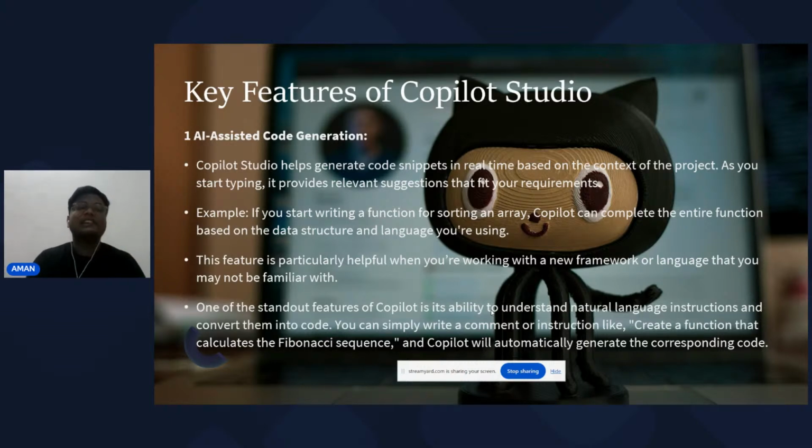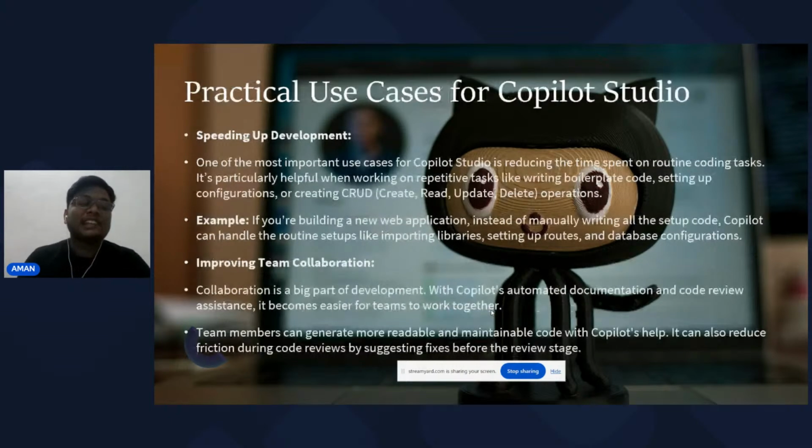Now, practical use cases for Copilot Studio. Speeding up development, it helps us to speed up development. One of the most important use cases for Copilot Studio is reducing the time spent on routine coding tasks. It's particularly helpful when you're working on repetitive tasks like writing boilerplate code, setting up configuration, or creating cloud operations. If we have a task that we are repeating again and again, we can use Copilot Studio for that.